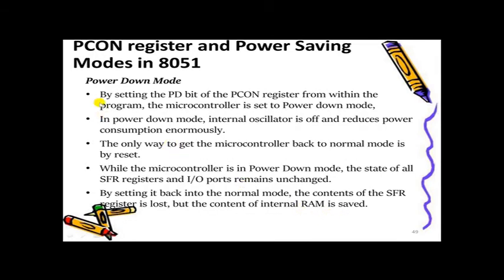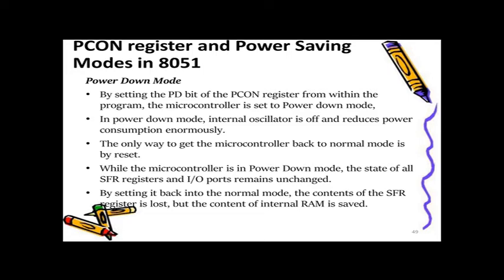Next, power down mode. By setting the PD bit in the PCON register from within the program, the microcontroller is set to power down mode. As we have shown in the previous slides, the PD is nothing but power down mode. By setting that, we can set the PCON register to power down mode.